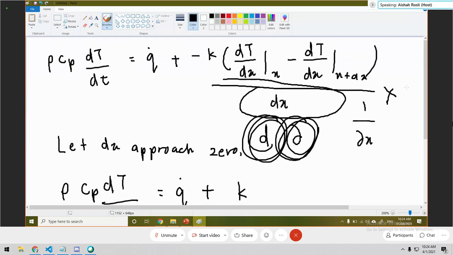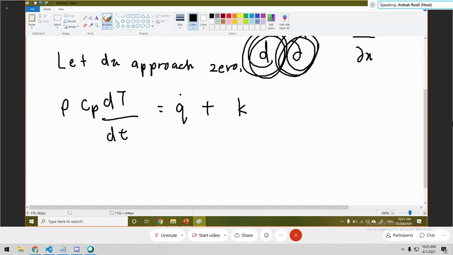So if we times this by 1 over dx, we take this as the change in temperature, right? Because this is dT over dx coming out minus the change in the temperature at the beginning. So we have dT over dx, right? So if we times this by 1 over dx, we will get d squared T over dx squared.